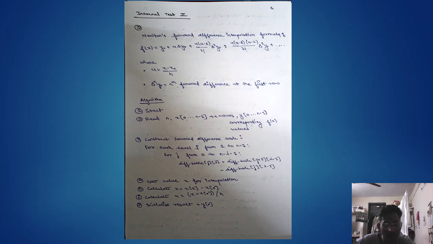first number. Algorithm start: read the array x, and then the value of another array y corresponding to the values. Construct the forward difference table for each row, for each level I from 1 to n minus 1, for j from 0 to n minus I minus 1.